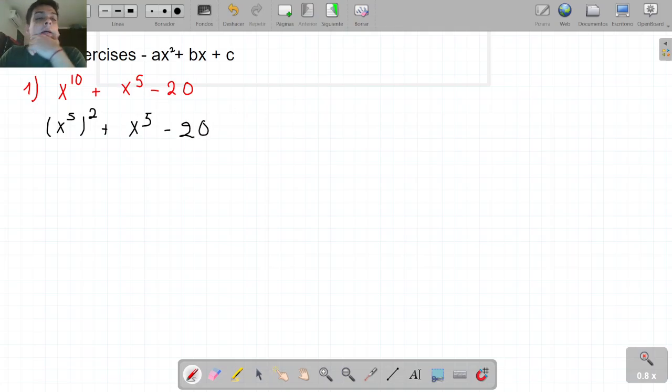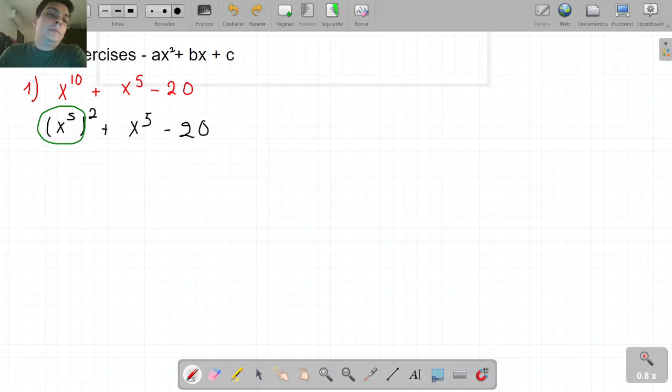Now, as you may realize, this x to the power of 5 is the same as if you were writing just x. Because we have something squared. Something squared. Here is the same. We have something x squared. Here we have the same thing. Let's suppose this is a squared. What is this? A minus 20. It's the same, but instead of a, we have x to the power of 5.